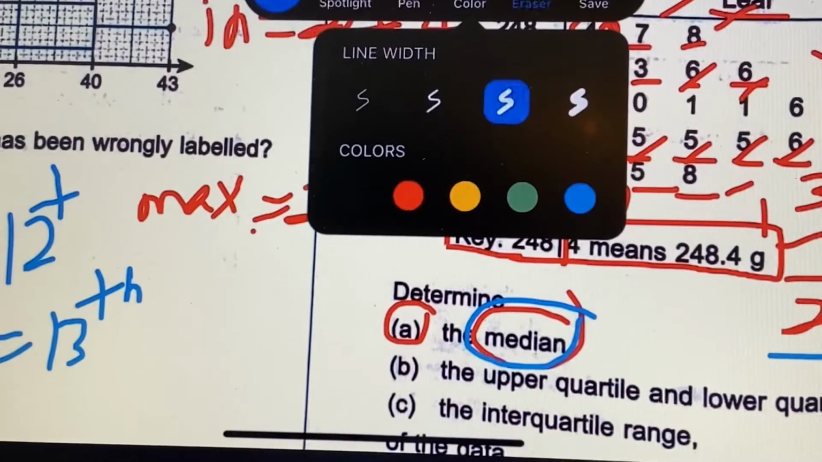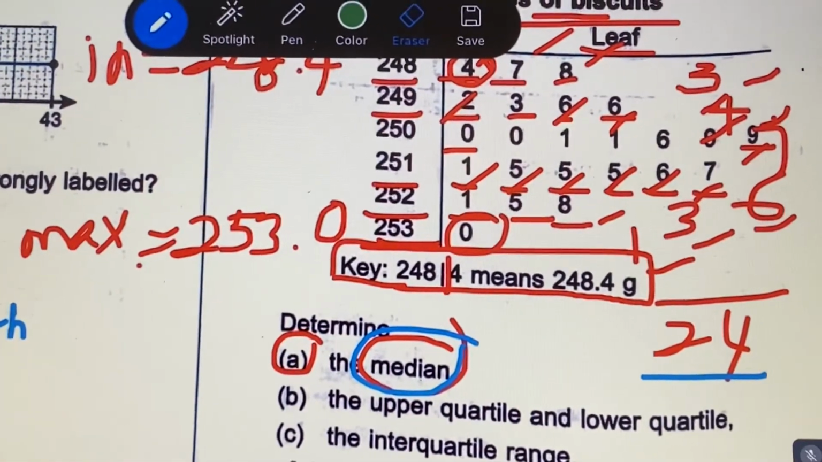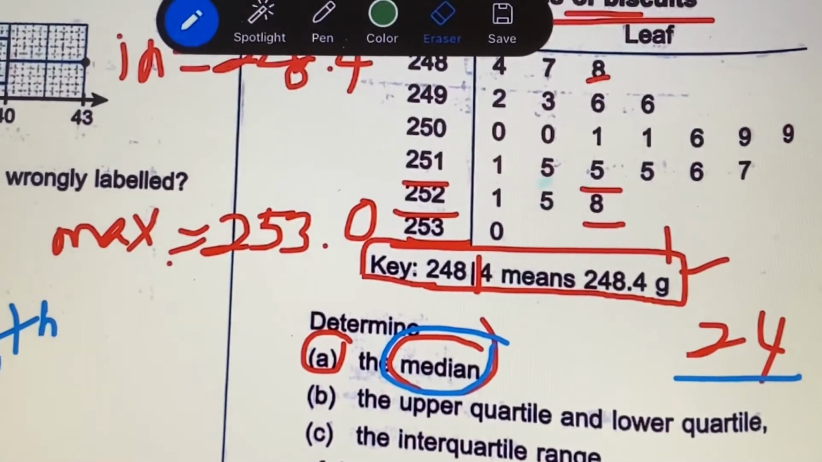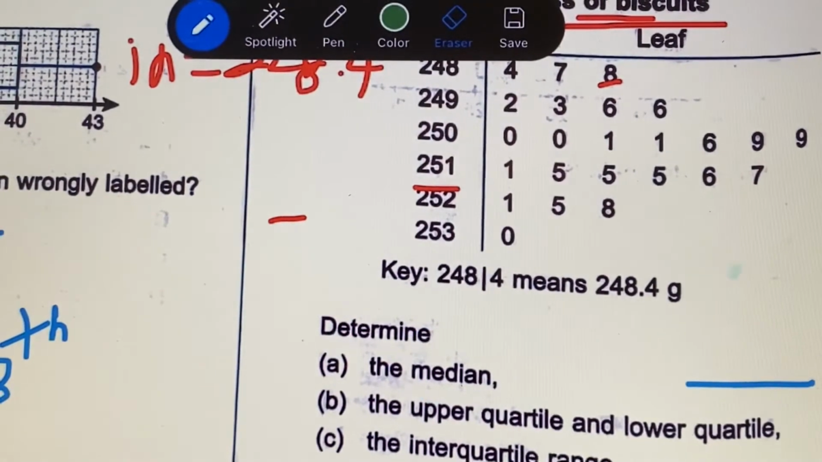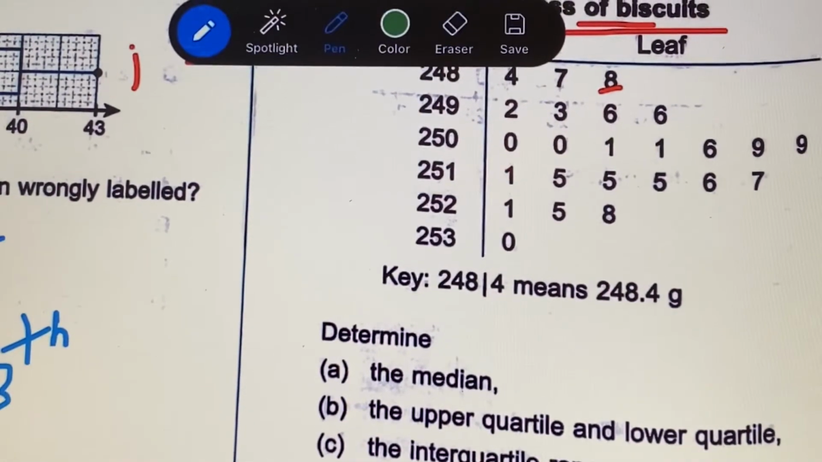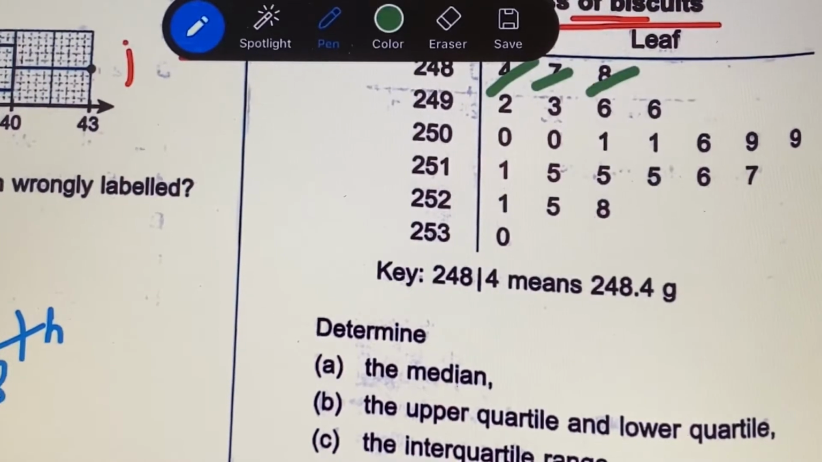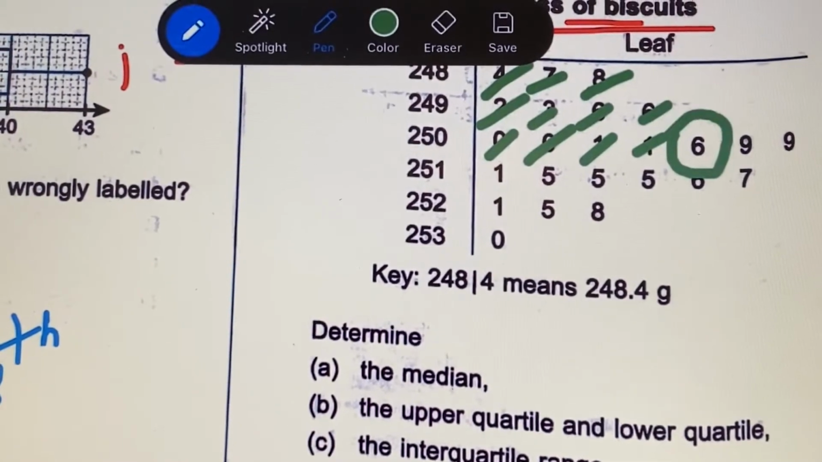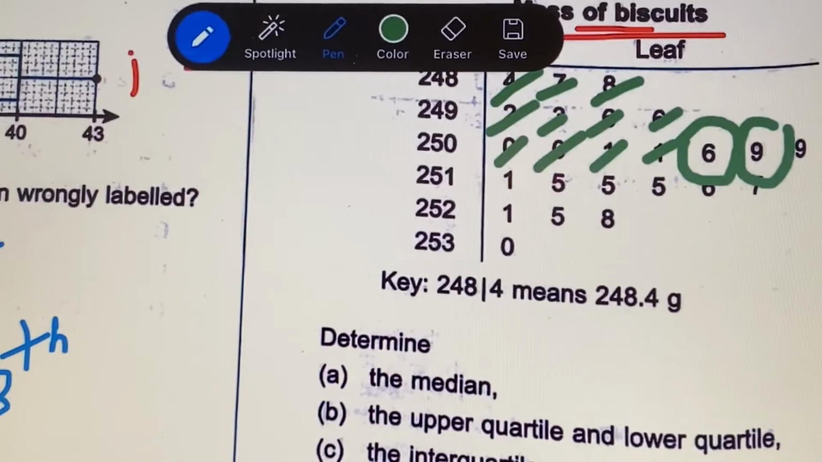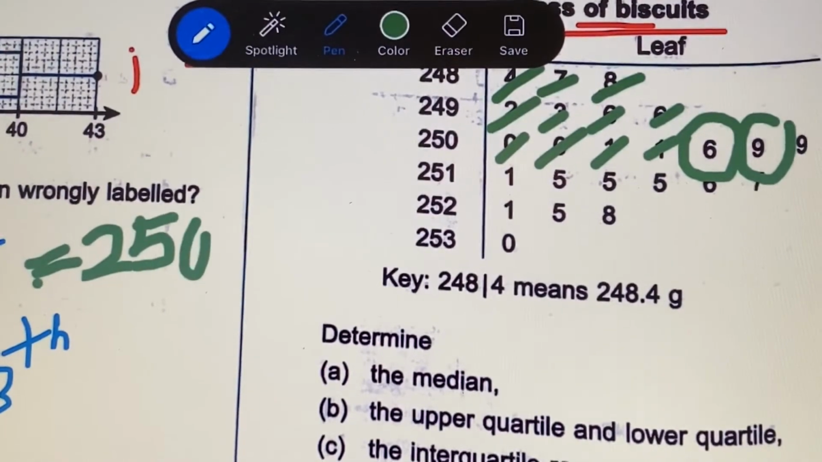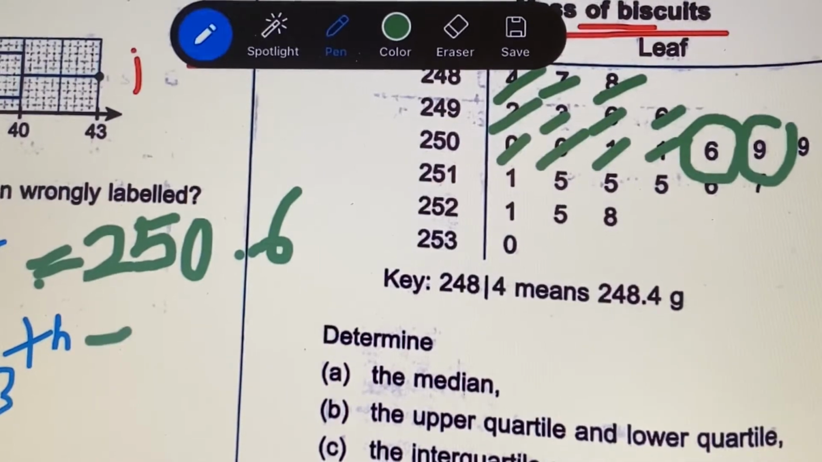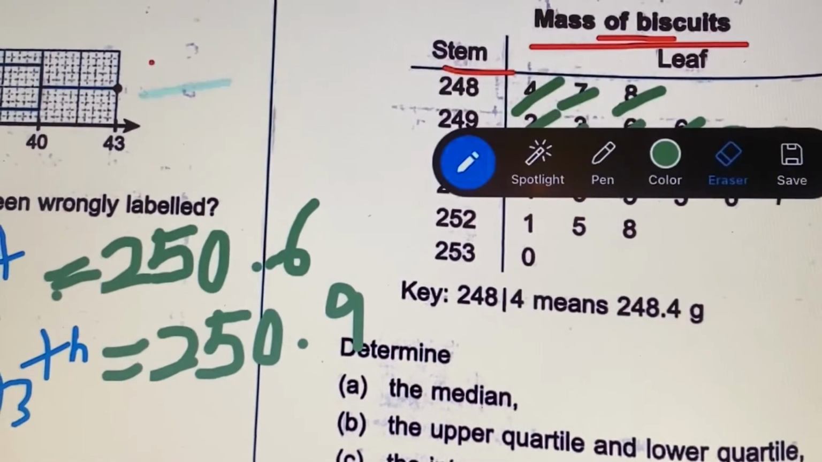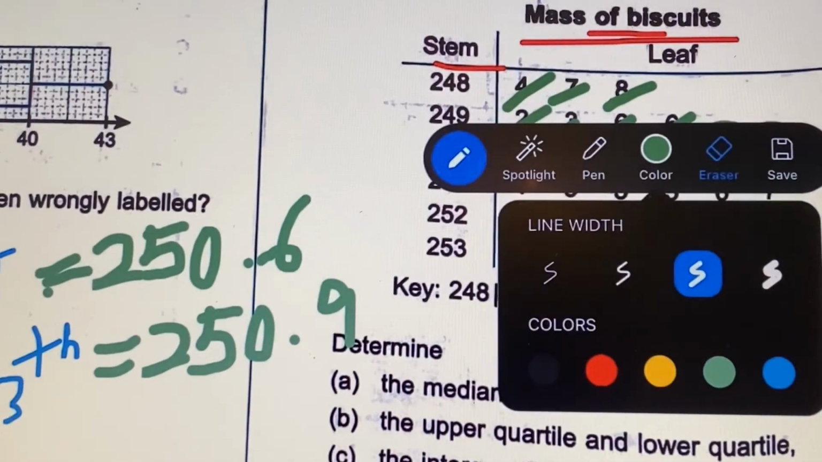I use the green color. Let me just erase again. I want to find the data which is number 12 and number 13. So let me see. I have the first, second, third, fourth, fifth, sixth, 7, 8, 9, 10, 11, 12. This is the one I want. 12 and 13. So it's 250.6, right? One more is 250.9, right?